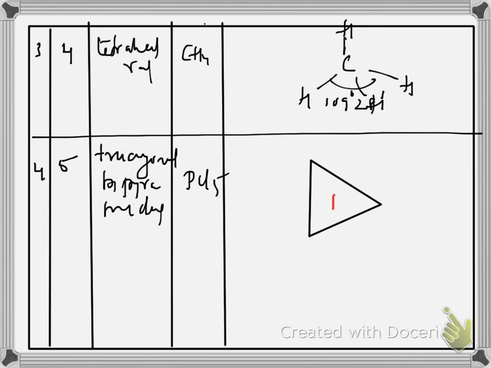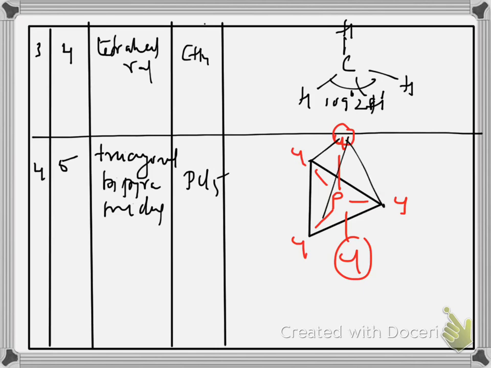Phosphorus at the center. 3 chlorines are in the triangular plane, 1 chlorine at the top, 1 chlorine at the bottom. So it has 2 pyramids, one at the top and one at the bottom. When we draw a line like this, you can see the pyramid. There is another pyramid at the bottom. So it is trigonal bipyramidal. Trigonal means base, and pyramidal, one at the top and one at the bottom.